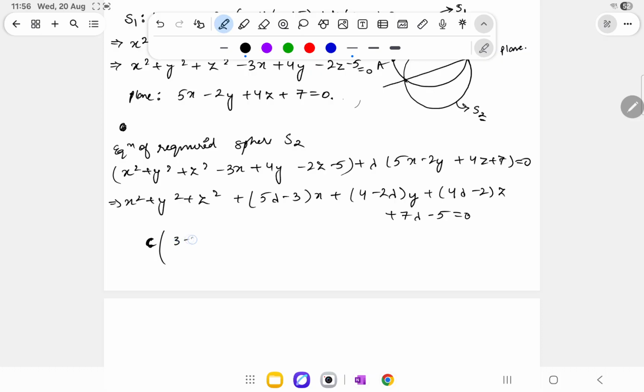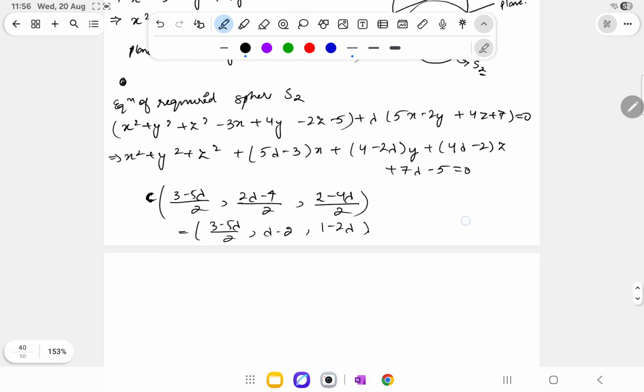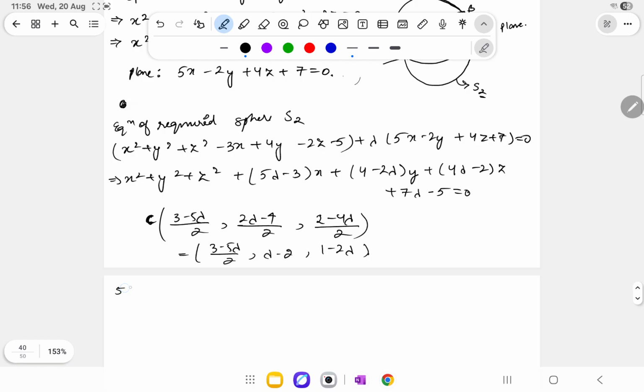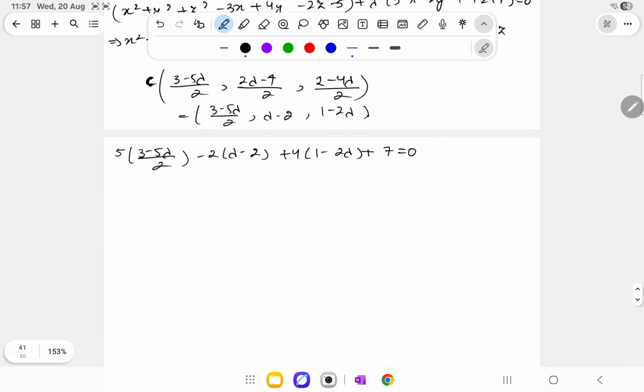It will be (3 minus 5 lambda)/2, (2 lambda minus 4)/2, (2 minus 4 lambda)/2, which is (3 minus 5 lambda)/2, lambda minus 2, 1 minus 2 lambda. Since it lies on the given plane, 5 into (3 minus 5 lambda)/2 minus 2 into (lambda minus 2) plus 4 into (1 minus 2 lambda) plus 7 equals 0. I can simplify it to get the value of lambda: 15/2 minus 25 lambda/2 minus 2 lambda plus 4 minus 8 lambda plus 7 equals 0.